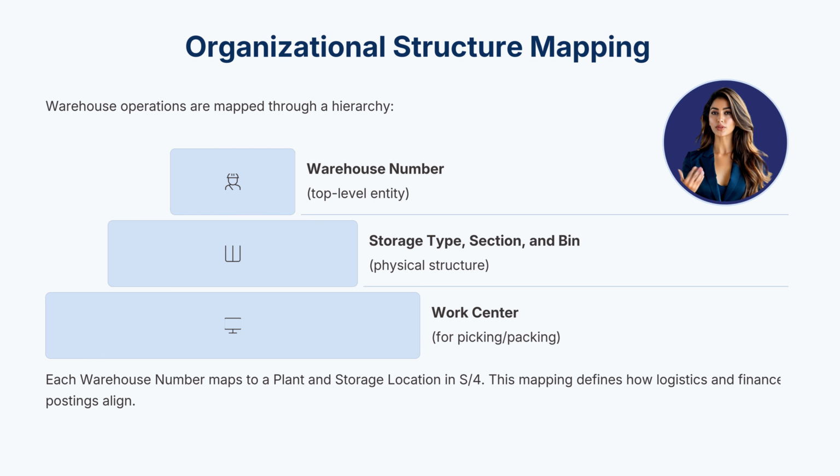Organizational structure mapping. Every warehouse has a hierarchy: warehouse number at the top, then storage types, sections, and bins, plus work centers for activities like packing. Each warehouse is linked to a specific plant and storage location in S4. Understanding this mapping is essential because it determines where postings appear in finance and how physical space connects to accounting values.